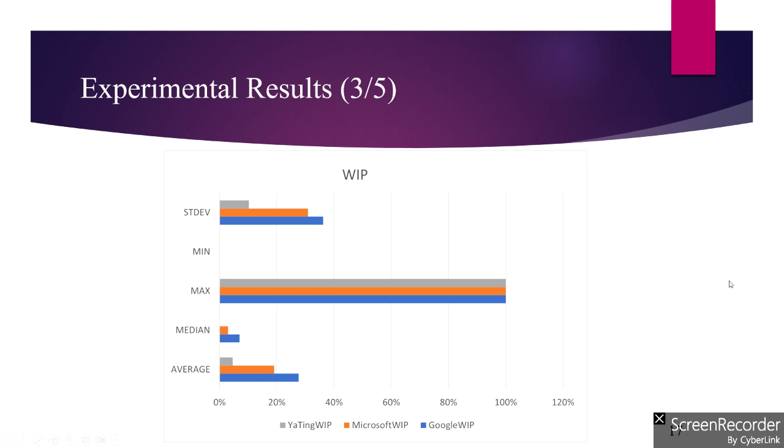The order of average values is Yating, Microsoft, and Google, respectively. The median values for WIP are 7% for Google, 3% for Microsoft, and 0% for Yating, and the order of median values is Google. The average WIP values are in the order of Google, Microsoft greater than Yating.